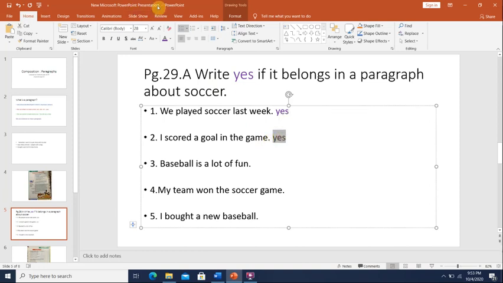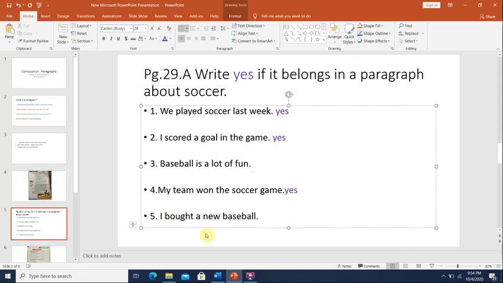Yes. Okay. The next, baseball is a lot of fun. Are we talking about baseball? No. So we will leave number 3. Number 4, my team won the soccer game. Would you find this sentence in a paragraph about soccer? Yes. The last sentence, I bought a new baseball.